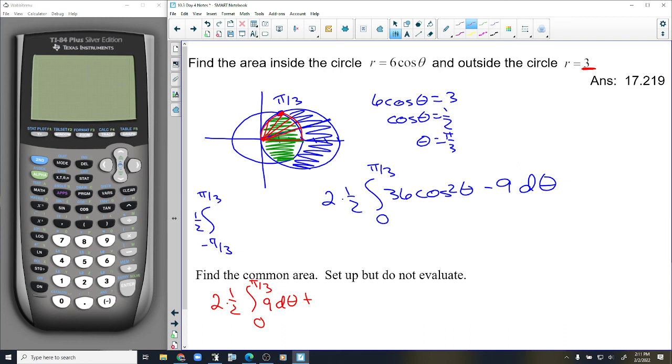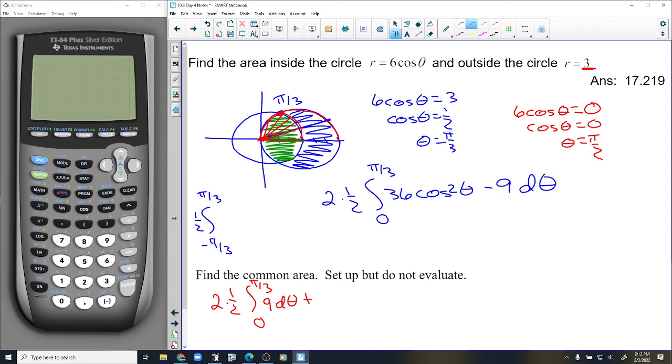What is that? Pi over 2. It is pi over 2. Now, you're like, well, how am I supposed to know that? Well, this circle hits the pole where? Well, when the radius is 0. So when does this circle get back to the pole? In other words, 6 cosine of theta, when does the radius equal 0 again? So cosine of theta equals 0. Theta is pi over 2.